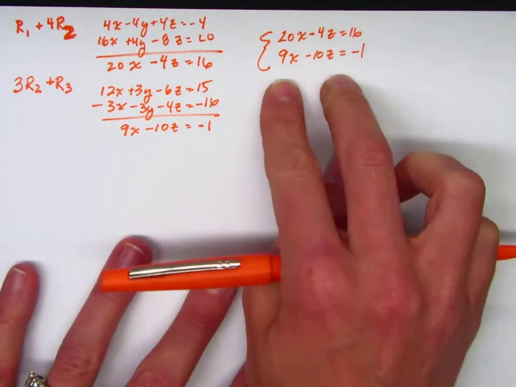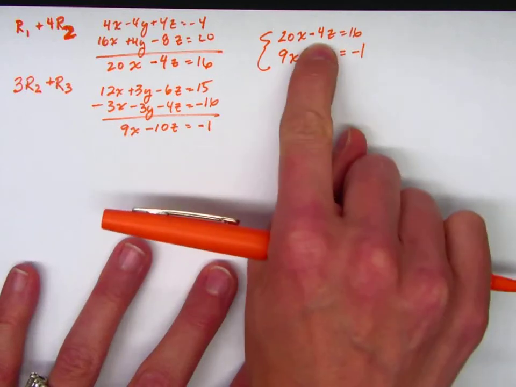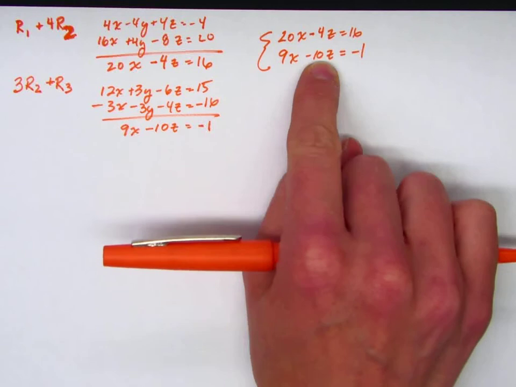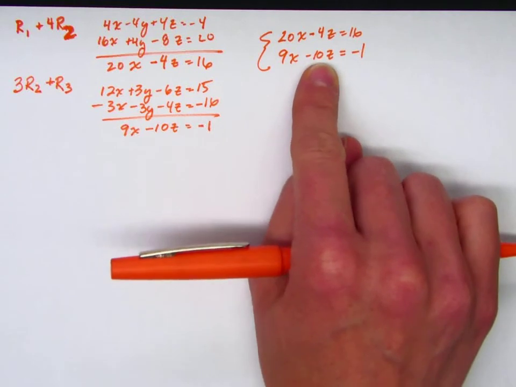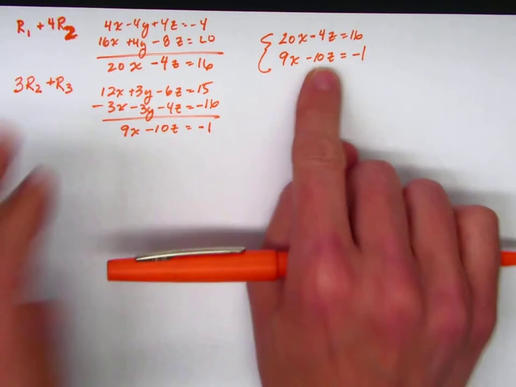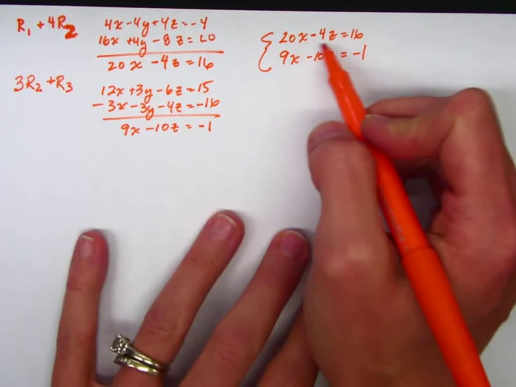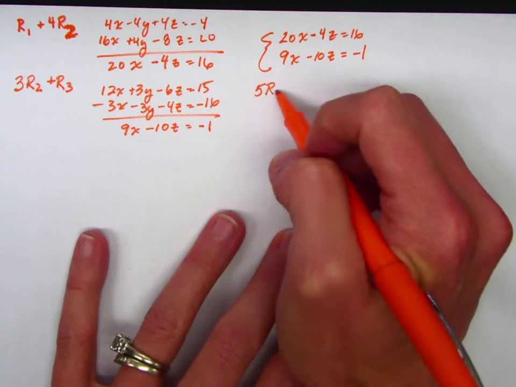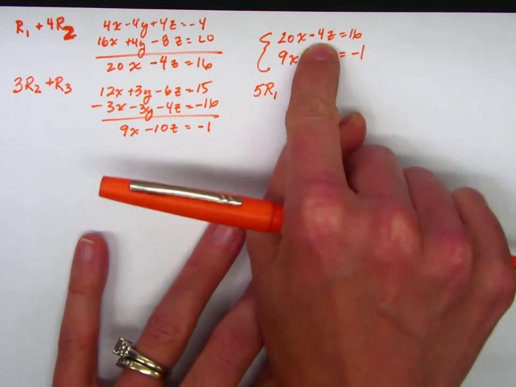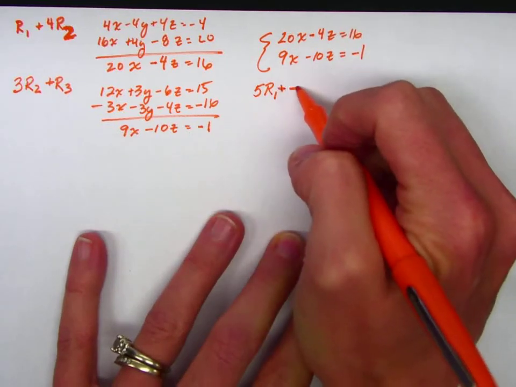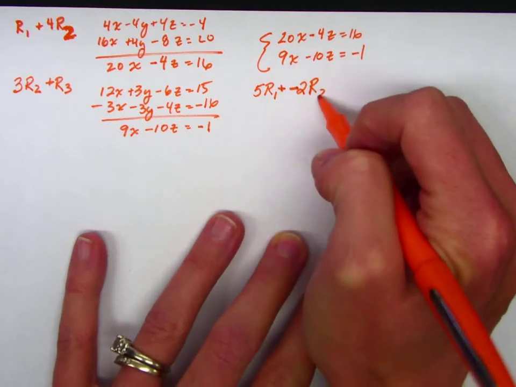Okay, so there's a couple ways you can do this. We could multiply this by 10, this by negative 4. Also, though, 4 and 10, they can be multiplied so they equal 20s. So I feel like with the smaller numbers, that's my preference. So I'm going to multiply the first one by 5. So I'm going to do 5 row 1, and that will give me a negative 20. So I need to multiply this one by negative 2 row 2.